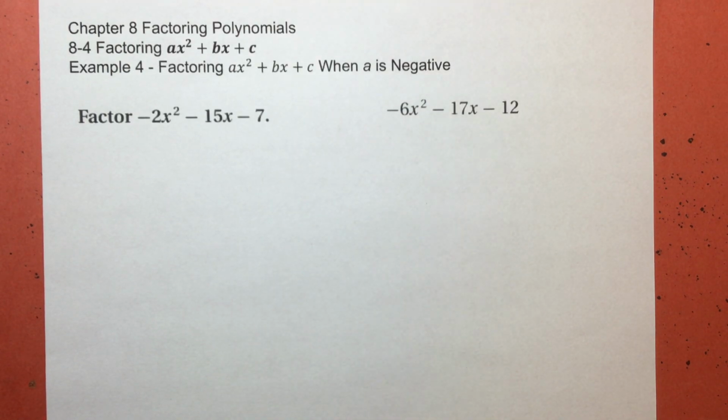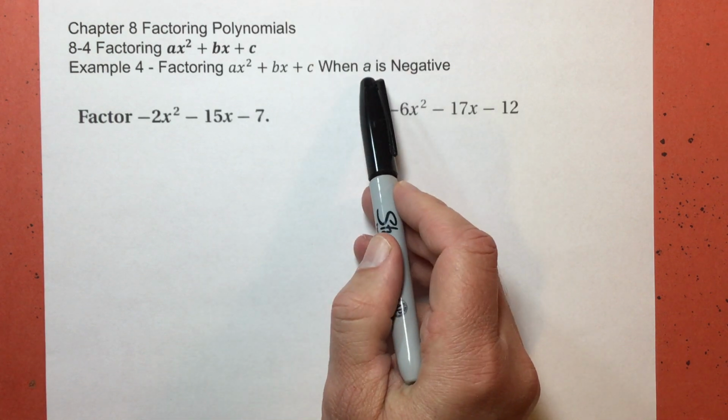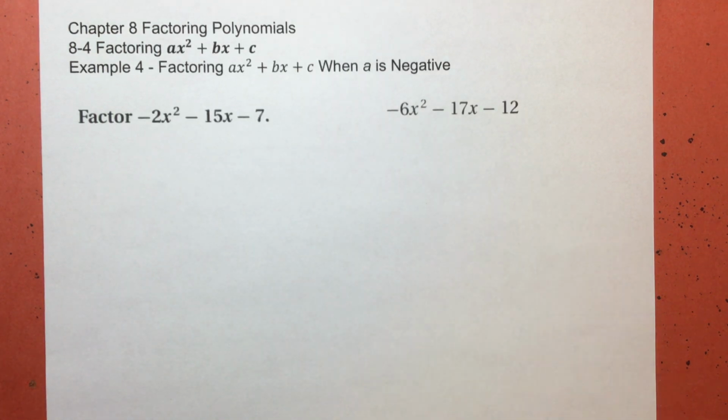We're going to be doing example number 4. We're going to factor ax squared plus bx plus c. This time, when the leading coefficient, the a, is negative, I'm going to tell you what to do every single time.